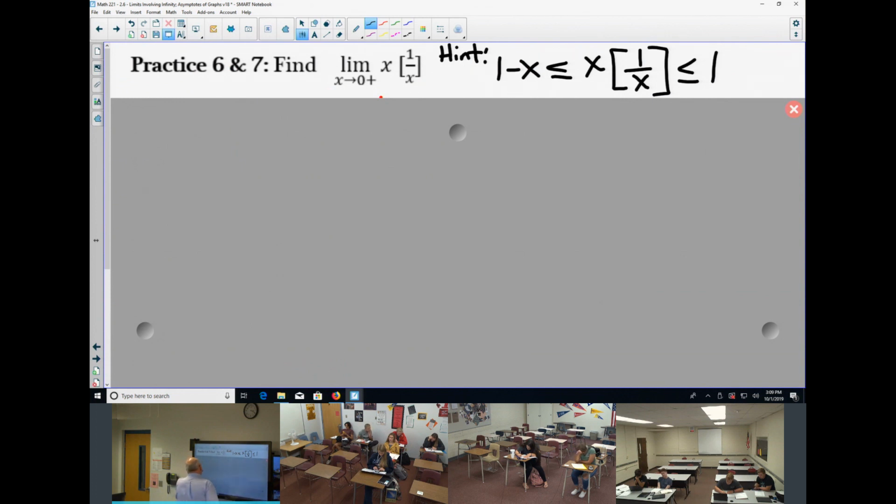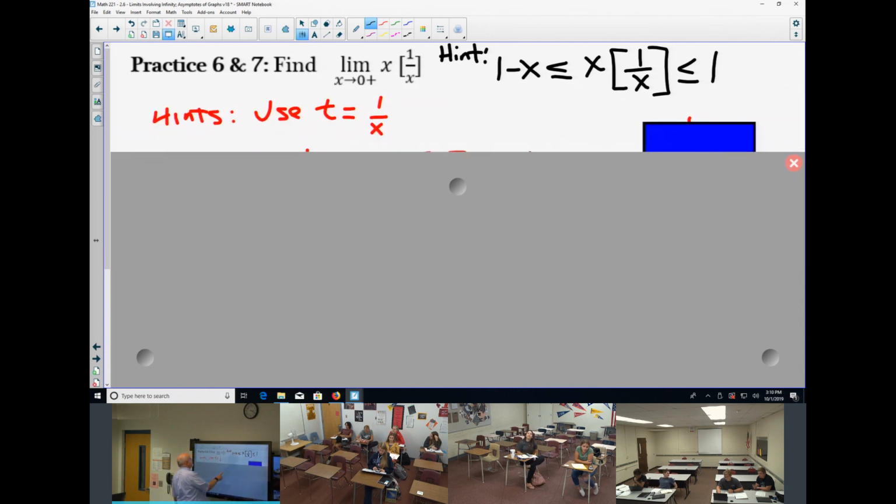But here, as x approaches 0, if you tried plugging it in, you'd get 0 times infinity. That's a bad thing. When you get 0 times infinity, you have no idea. 0 times infinity gives you nothing, because you don't know if it's closer to 0. It's just confusing to even think about 0 times infinity. So the idea is that you're using the sandwich theorem.